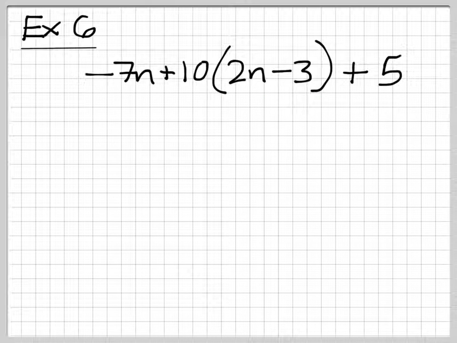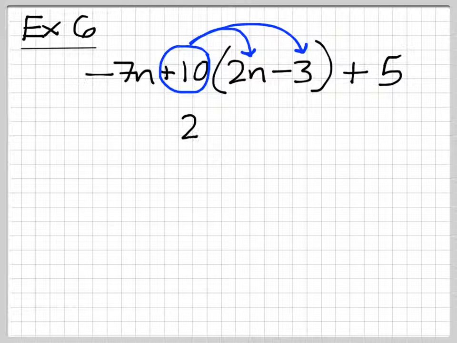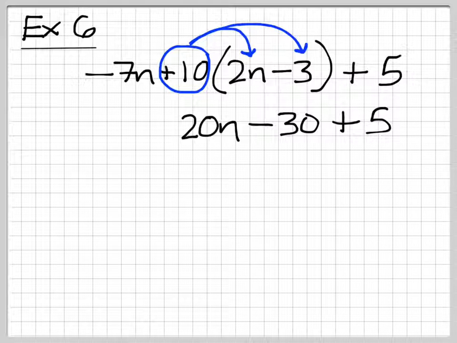So I'm going to go ahead and circle this positive 10, and I'm going to distribute. I'm going to multiply 10 by everything, both those terms, inside that set of parentheses. Okay? 10 times 2n is 20n. 10 times negative 3 is negative 30. And then I'm just going to drop this other stuff straight down. Plus 5. I've got a negative 7n here. I do have to indicate this 20 as a positive to separate those two terms.